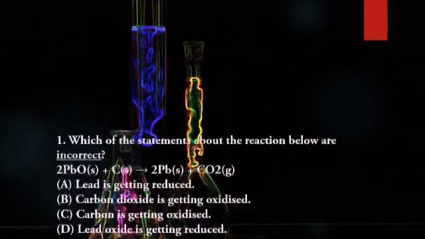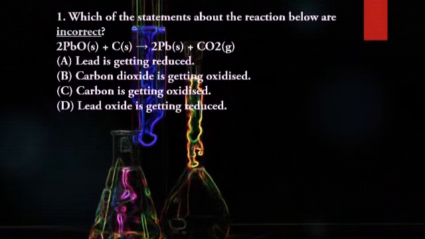So let's start. The first question is, which of the statements about the reaction below are incorrect? The reaction is 2PbO plus C gives 2Pb plus CO2. That is, lead oxide reacts with carbon to give lead and carbon dioxide. The statements are: statement A, lead is getting reduced; statement B, carbon dioxide is getting oxidized; statement C, carbon is getting oxidized; and statement D, lead oxide is getting reduced.